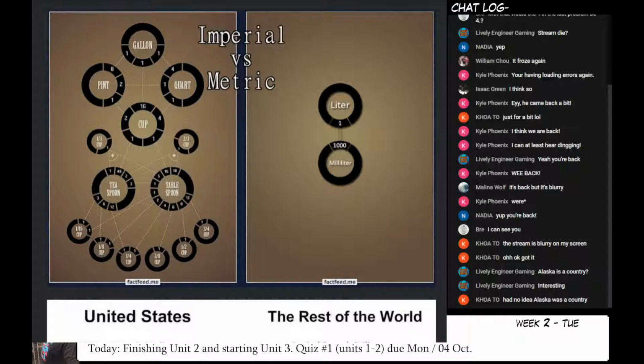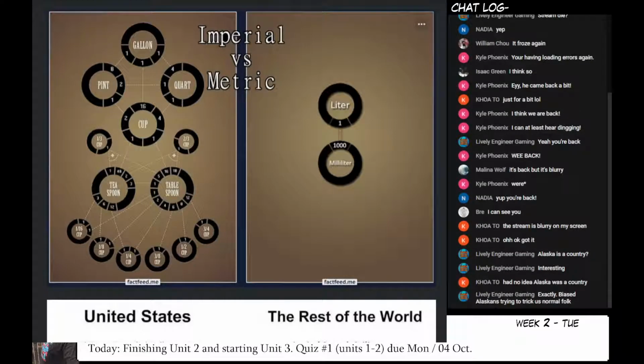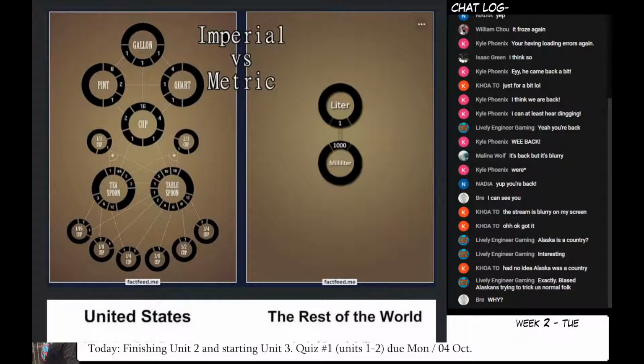And this is volume. Here are all the different volumes in the imperial system. Gallon, pint, quart, cup, teaspoon, tablespoon, fractions of cups. 6 teaspoons is the equivalent of an eighth of a cup. There are 4 cups in a quart. Like, this is stupid. This is so dumb, right?